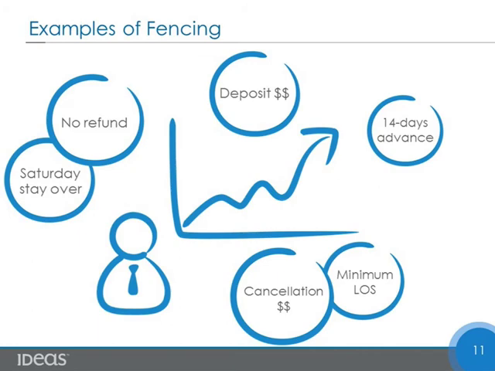So just now, we talked about how we offer discounts with light or heavy fences. So what are the fences? The examples in this slide are non-refundable, Saturday stayovers, deposit, advance purchase, cancellation fee, or minimum length of stay or maximum length of stay. Those are the fences. It is important to establish a pricing structure that prevents the low rate from diluting the BAR rate. Perhaps you may want to review your pricing structure to make sure that your rates don't eat into each other and that you have proper fences in place to protect them.